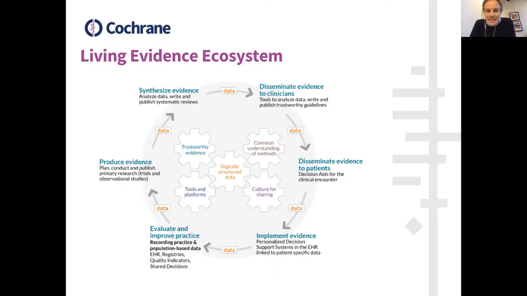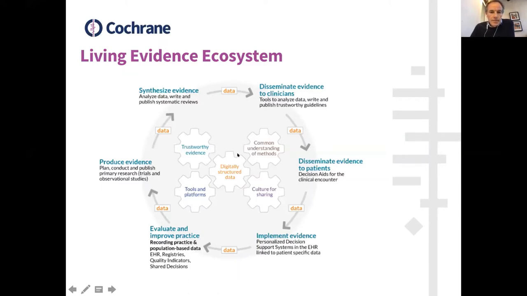I think what's very true currently is that this ecosystem at the moment is largely driven by documents rather than data, and is characterized by years often between each step, which I would argue is just no longer tenable. It's a complete travesty that we are still in a world that is characterized by such delays and inefficiencies. So what we see developing over the next few years is what we call a living evidence ecosystem, where each of these steps is accelerated, generated by the development of these kind of core principles and pillars.